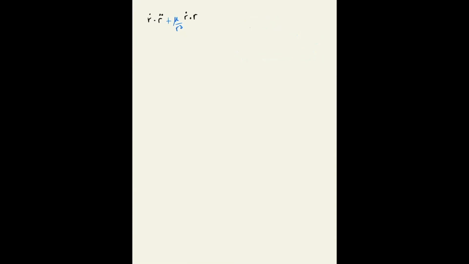Now, if we use the expressions in polar coordinates for the radius and for the velocity, and substitute them here, we have that ṙ dotted with the radius vector is equal to simply ṙ r. So this equation becomes ṙ dotted with r̈ plus μ/r² ṙ equal to 0. Now this can be integrated and we find ½ ṙ·ṙ − μ/r is equal to a constant of integration.